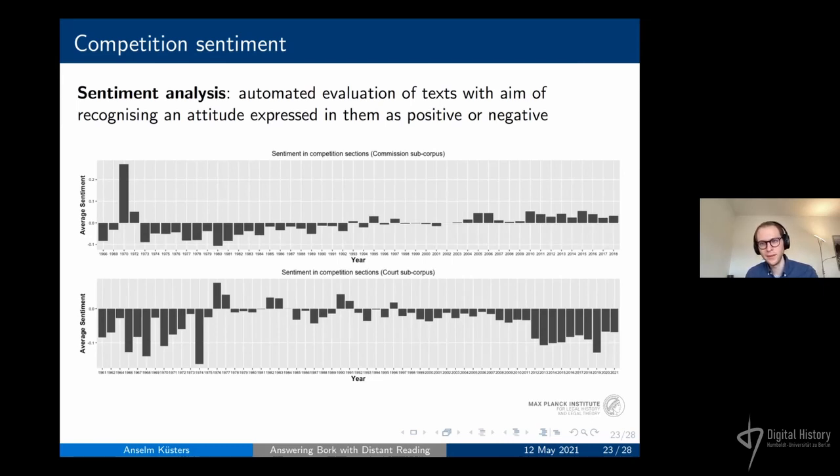And in my thesis, I relate this again to ordoliberal and neoliberal thinking, because in ordoliberalism, competition is always discussed in very negative terms, whereas the neoliberal analysis usually contrasts positive and negative aspects of a competition infringement. It weighs these two things in a pro-contra analysis to see the overall welfare effect. And I think this is reflected here in these sentiment scores.